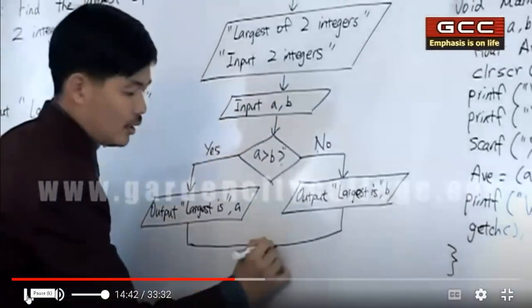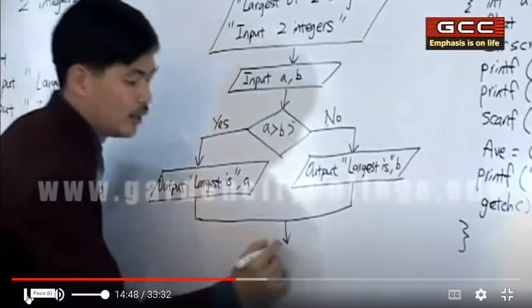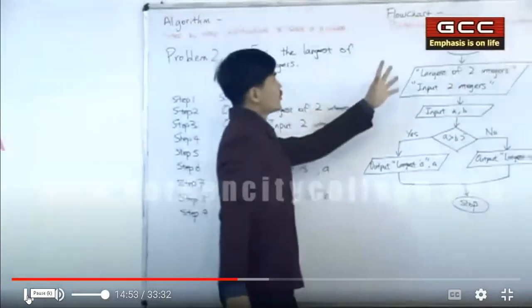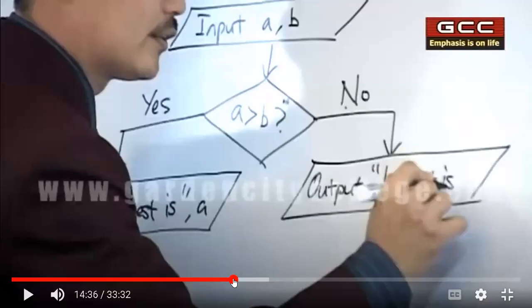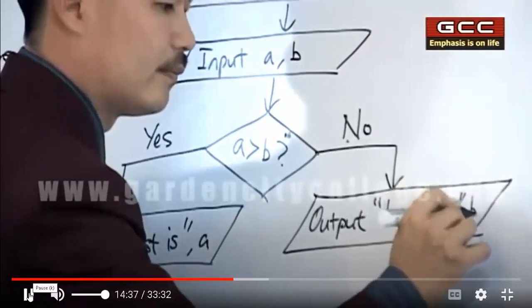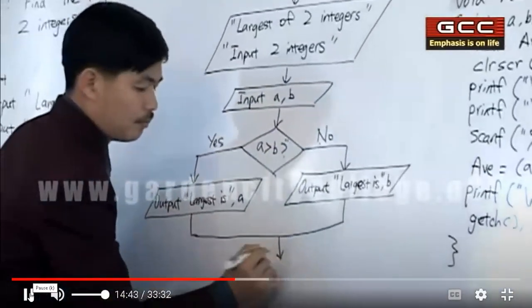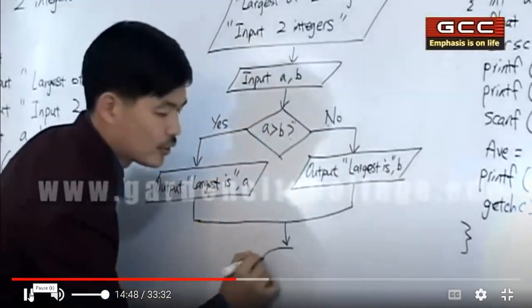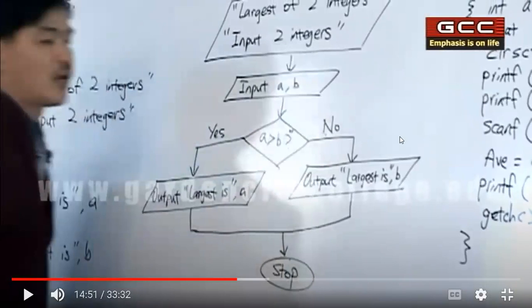Now after we finish, either the answer is yes or no. After you finish the output, you should come to the end, which is to stop. All right, so this is what is known as a selection structure. The first one was sequential because it was straightforward.